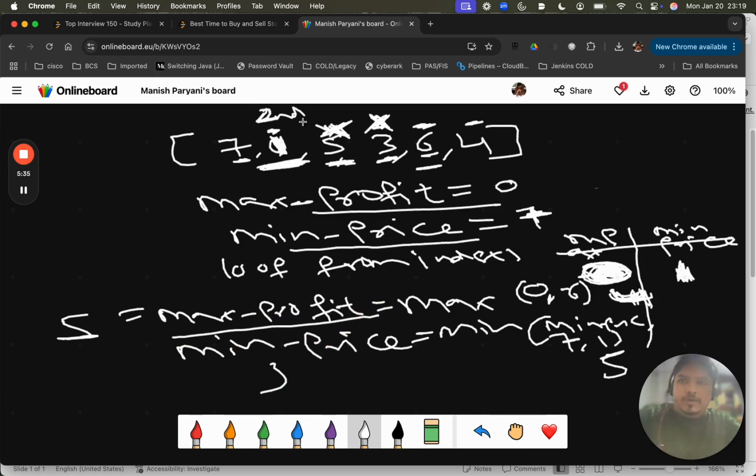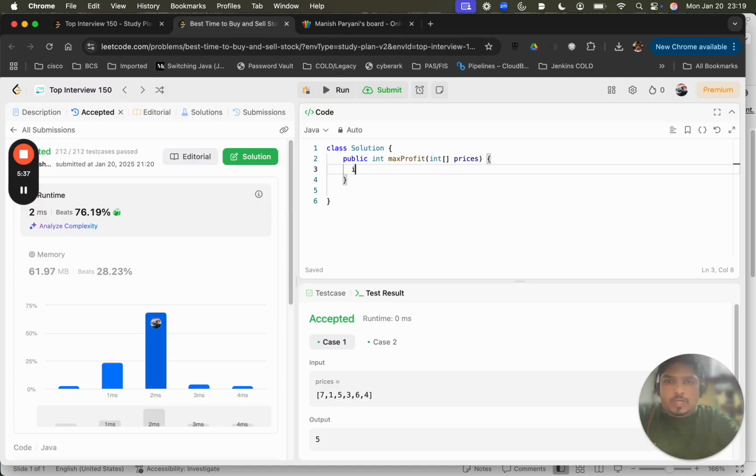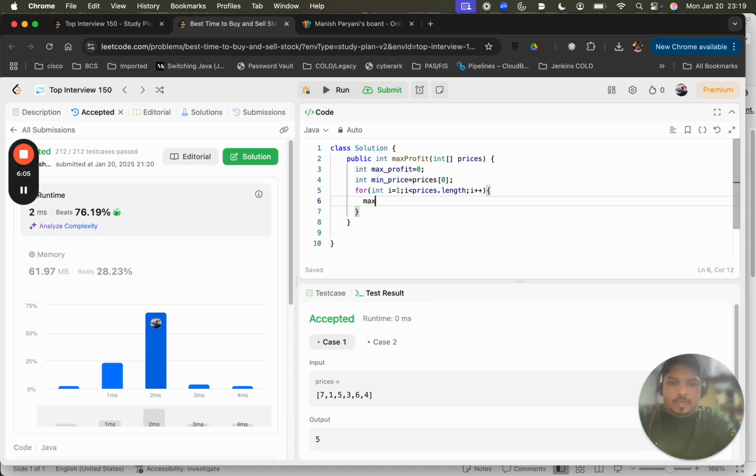So let me try to write the program quickly. What I said, int max profit on the very first day, I'm making a 0 profit, and my minimum price will be the first index. That's what I said. Quickly I'll write it. Then I said I'll run a for loop. We start with the index 1, and then n prices dot length, and then i plus plus. Then I said after this I'll take a max profit. This is what we did in the brute force way also. Math dot max function we used.